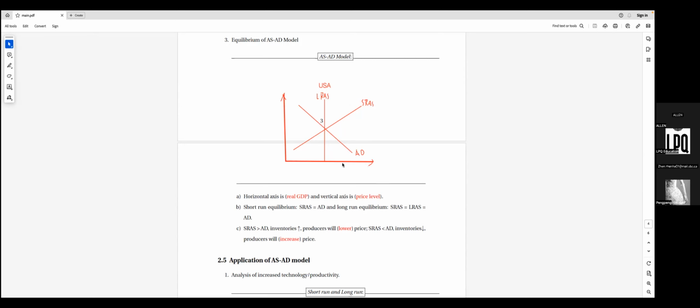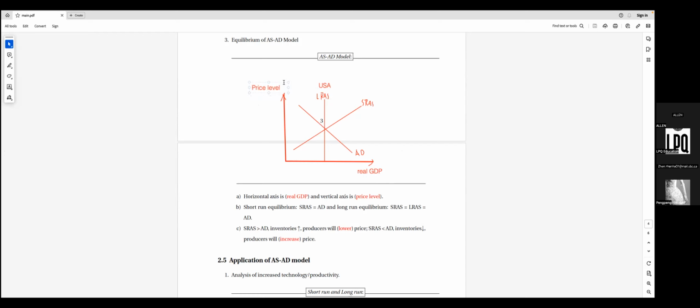Traditionally, we label the horizontal axis by Q, but we already mentioned that the market is no longer a particular single product. We include everything produced here in Canada in this graph. In the first chapter of macroeconomics, we learned that we use real GDP to measure the total production level. So we label the horizontal axis by real GDP. And this one is the price level. We must write down the whole thing: price level.